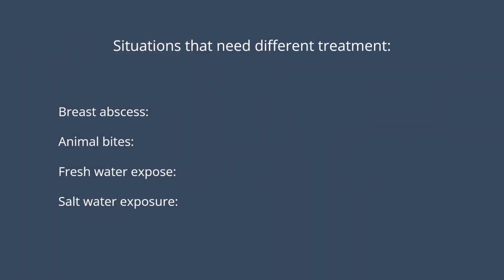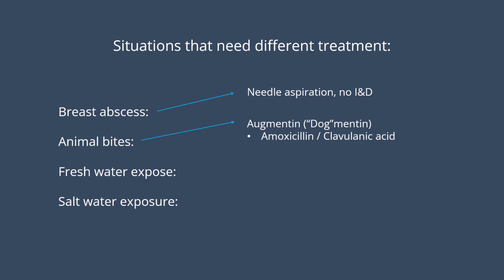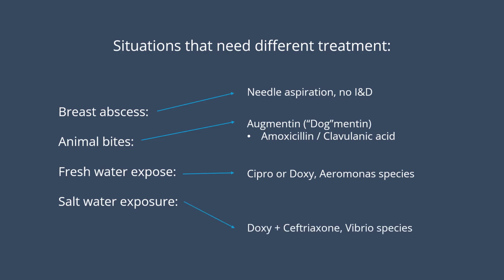Here are a few quick board review questions on situations that require different treatment, starting with a breast abscess. These are typically performed with a needle aspiration, not an incision and drainage, and often done by a breast surgeon. Animal bites, we typically use a different antibiotic, Augmentin, also called dogmentin, which is amoxicillin and clavulanic acid. Freshwater exposure to the wound often requires ciprofloxacin or doxycycline to cover for Aeromonas species. In saltwater exposure, you're typically going to give doxycycline and ceftriaxone to cover for Vibrio.